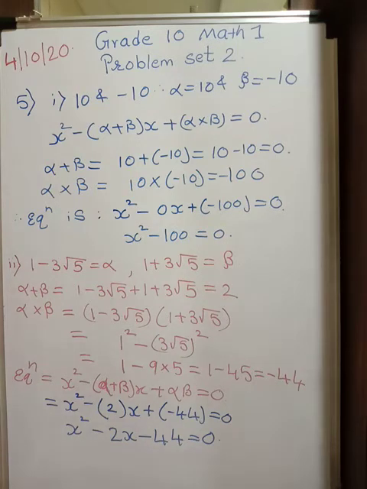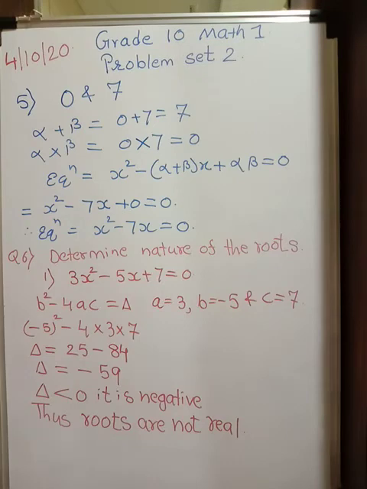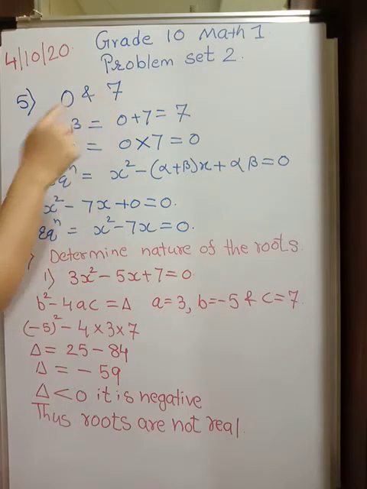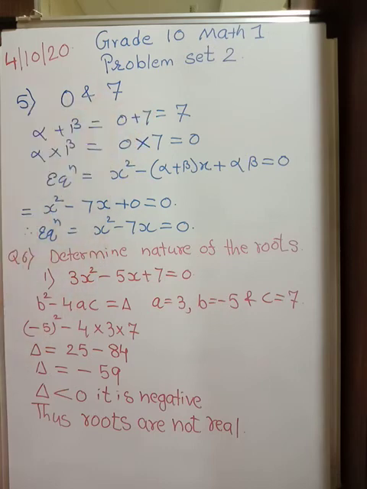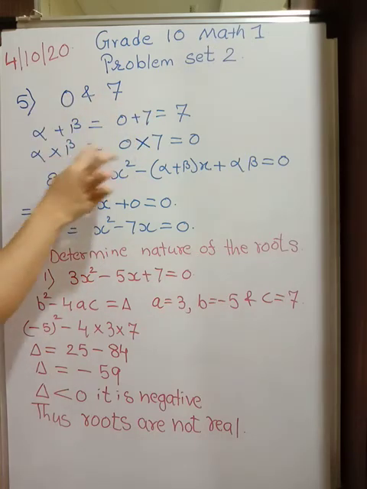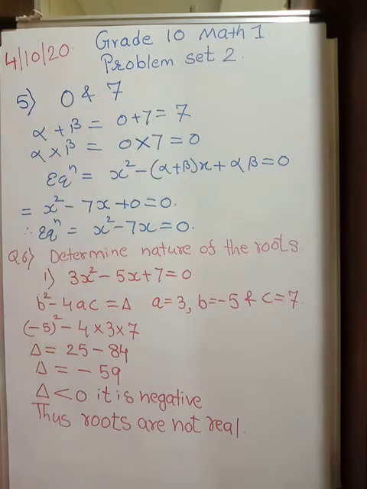Okay, this is the problem set. Let's go to the third example from the fifth question. Now fifth question, third. Two roots are 0 and 7. This is alpha and this is beta. So alpha plus beta will be 0 plus 7, equal to 7. Alpha into beta will be 0 into 7, which is equal to 0.